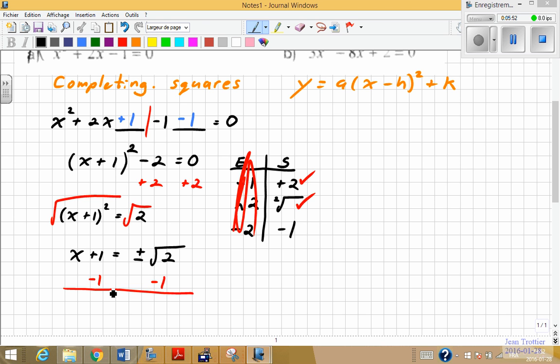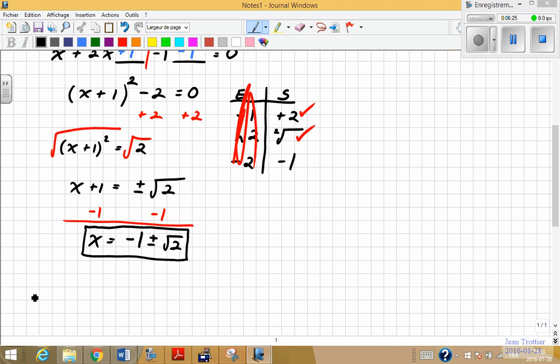X with nothing stays the same. 1 minus 1 becomes 0, so we have x plus 0. We just write the x. Now here, you can't put the root and the negative 1 together, especially that the root is plus or minus. So by convention, we usually put the whole number first. So you would put the whole number first, which is minus 1, and then you do plus or minus root of 2. And that's the answer for the first one. There's actually two answers. There's negative 1 plus root of 2, and there's also negative 1 minus root of 2. So if we write it out, it would be x equals minus 1 plus root of 2, or x equals negative 1 minus root of 2. Okay.